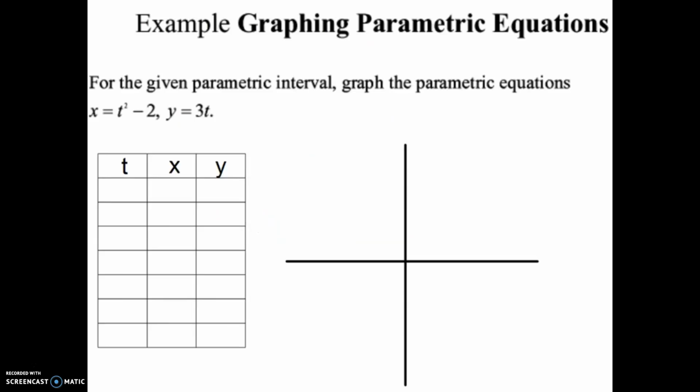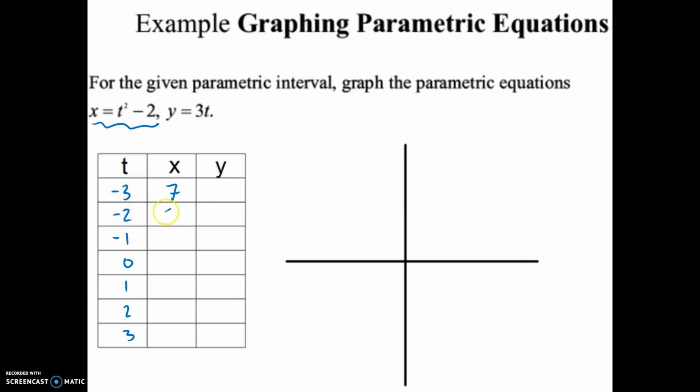So for the given parametric interval, graph the parametric equations, x equals t squared minus 2 and y equals 3t. Okay, so you can make basically a t table of 3 columns. I'm going to say, okay, let's look at t is negative 3, negative 2, negative 1, 0, 1, 2, 3. So what I would do is I'd plug in negative 3 for just the x equation. Negative 3 squared, which is 9, 9 minus 2 is 7. I'm going to do all my x equations first. I'm going to fill my x column.